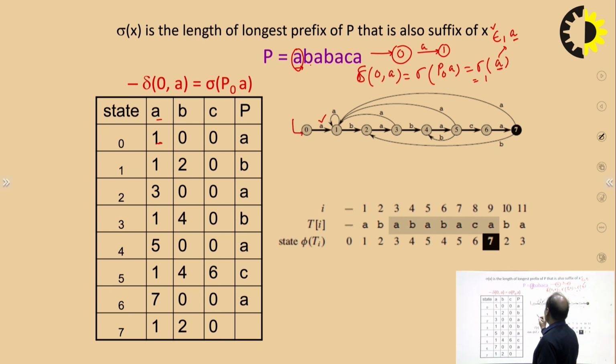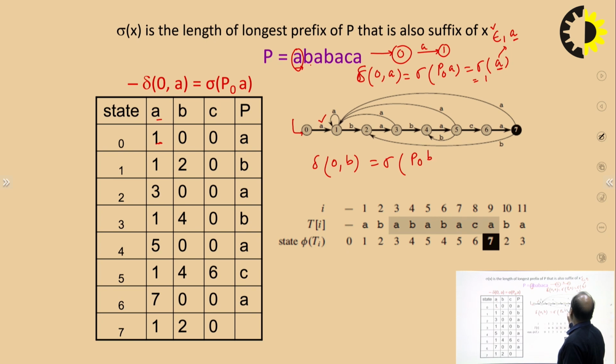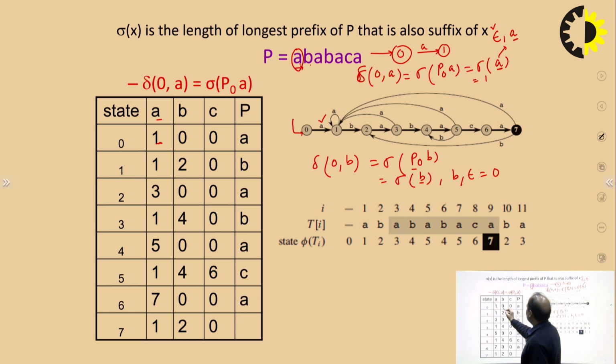Again, start from sigma delta. If you start from 0 and look at the transition on B, this is going to be sigma P0B. Clear, class? P0 is epsilon, so sigma B. That means its suffixes are B, then epsilon. Of course, B is not part of the prefix, so epsilon is part of the prefix. Its length is 0, so that means this is going to be 0. On 0, you are going to be 0 on B. So generally, we are skipping this transition.